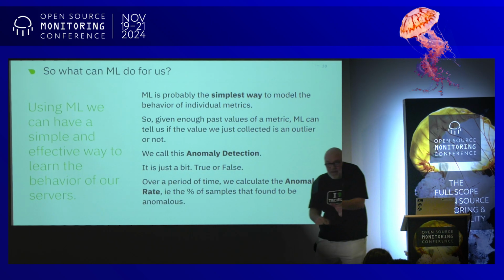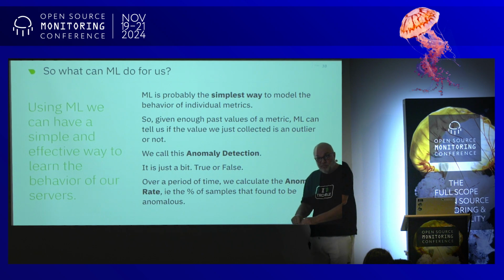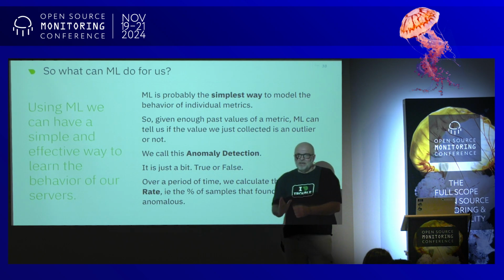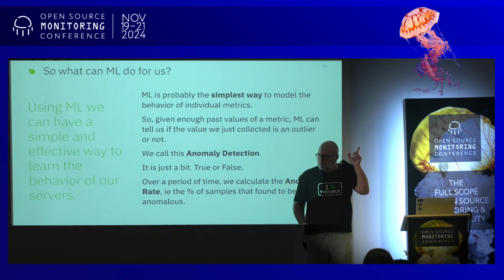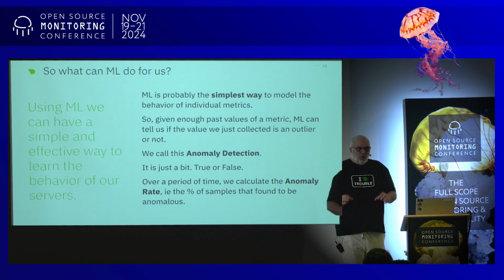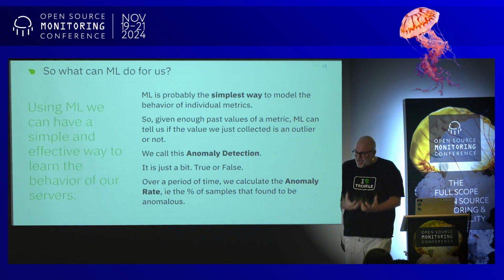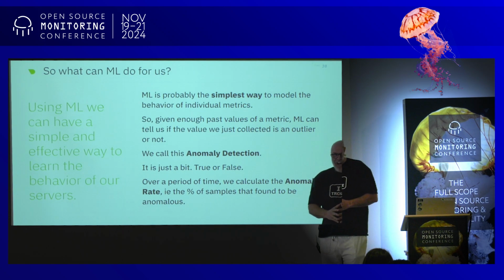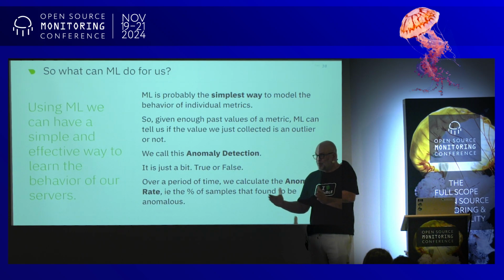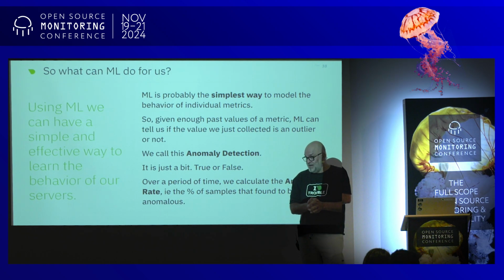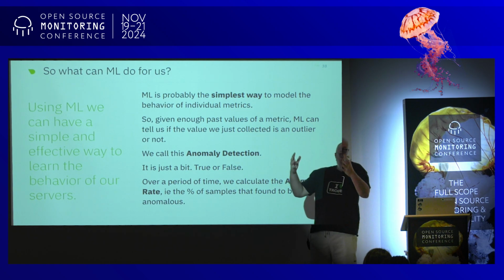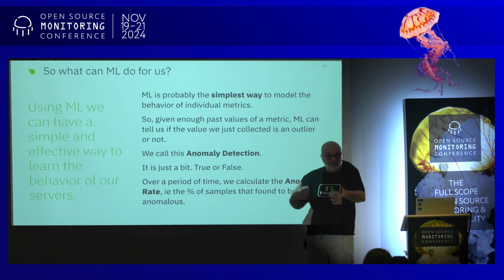So every sample in the database has a bit that says if it was anomalous when it was collected or not. Now, this is interesting because now we can query for the anomaly rate across any period. We can say from that time to that time, give me the anomaly rate of that thing. Or give me the overall anomaly rate of the whole server.